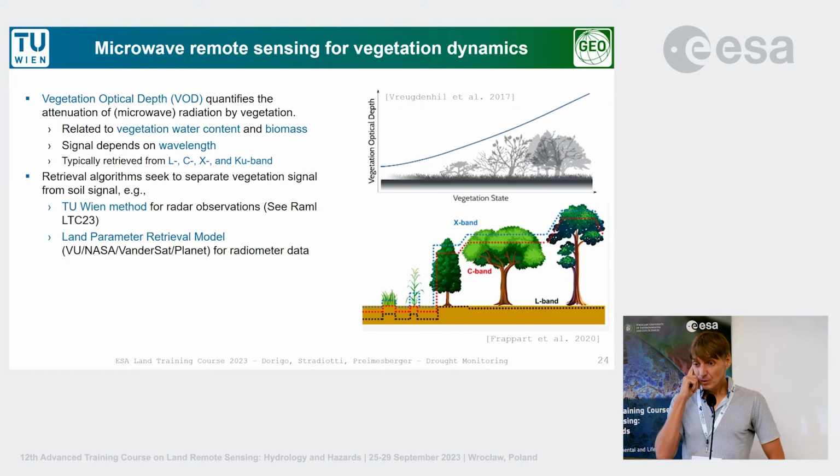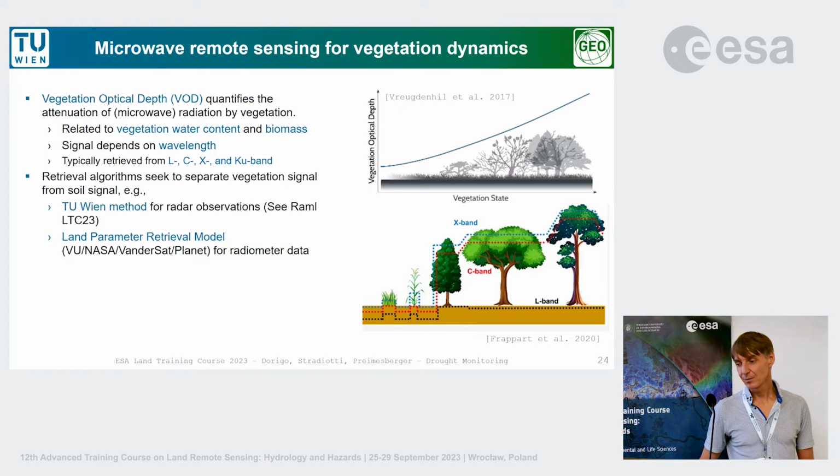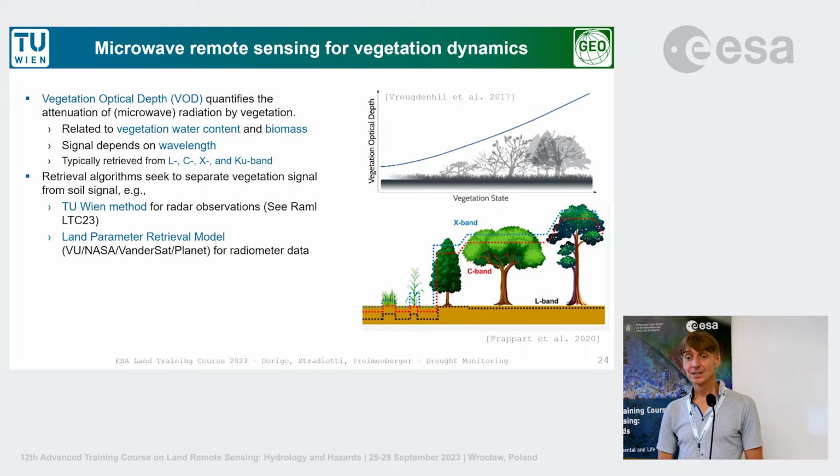And then we're coming back to how can we observe this. Of course, I have a strong bias towards microwave remote sensing, because our department is mainly focusing on microwave remote sensing, not optical. You have other lectures on that. You've seen this slide before, on the upper right figure. The vegetation optical depth quantifies the attenuation of microwave radiation by vegetation. It can be active or passive microwave radiation, and it is related to vegetation water content and biomass.